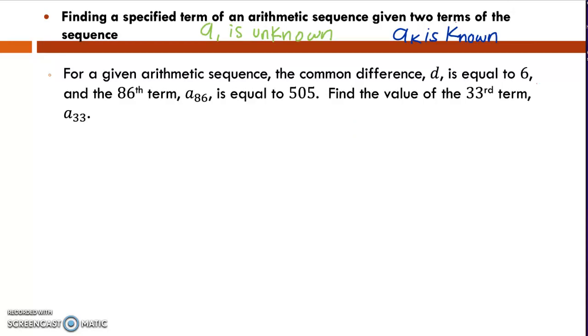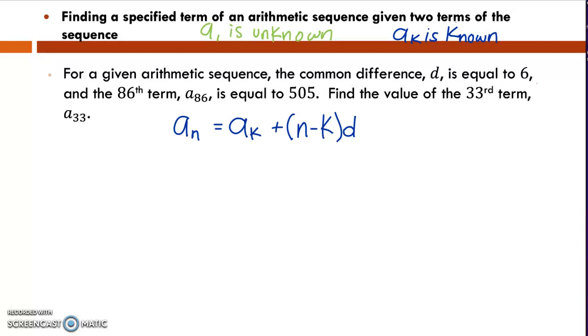We use the equation that a sub n, or our nth term, can be found by taking our other term that is given and adding n minus k times d. So this a sub k is just another term that's given. Right? d is the same thing.